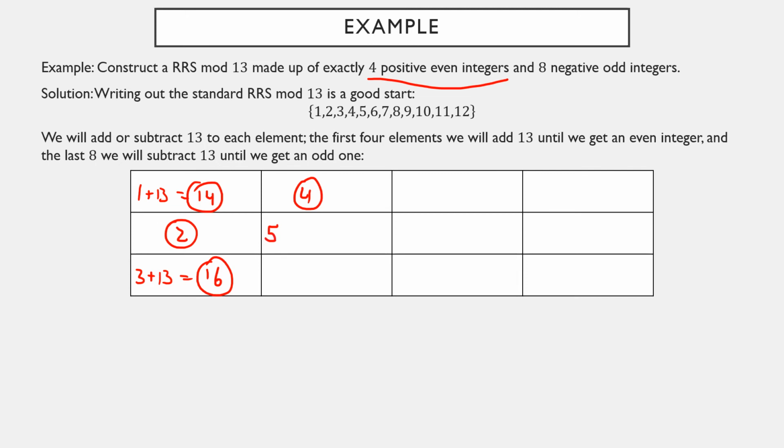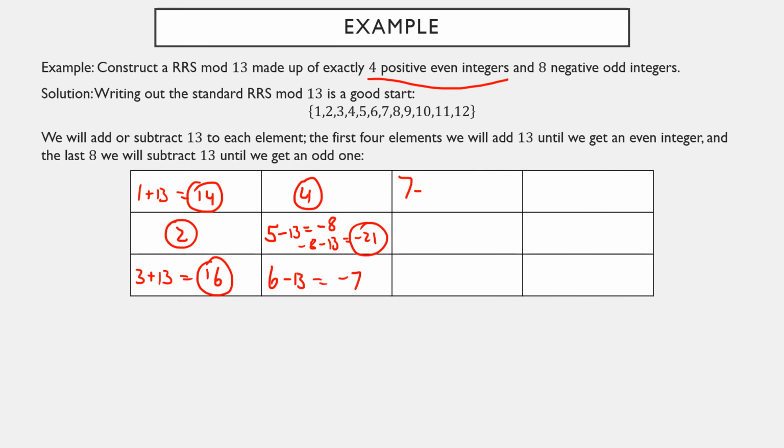5 is odd, but it's not negative. If I just multiplied it by -1, I would have a different equivalence class. But if I subtract 13, it's the same equivalence class. Unfortunately, while it is now negative, it is even. But if I subtract 13 again, I now have something equivalent to 5 modulo 13, but a negative odd number. 6, I just take away 13 and I end up at -7.